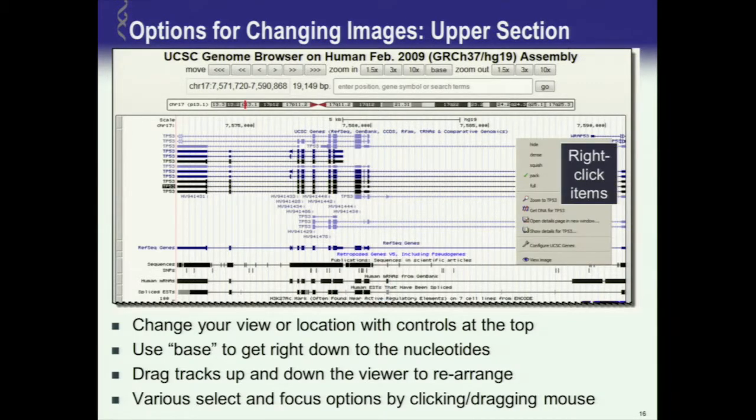And you can right-click as well and then change various options. So if you right-click on a track, you can change the view option for that track, go straight to the DNA sequence for that gene. It will depend on what track you click on, what options it's going to give you.